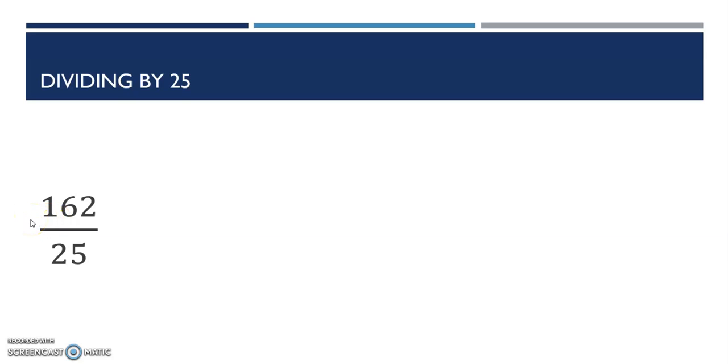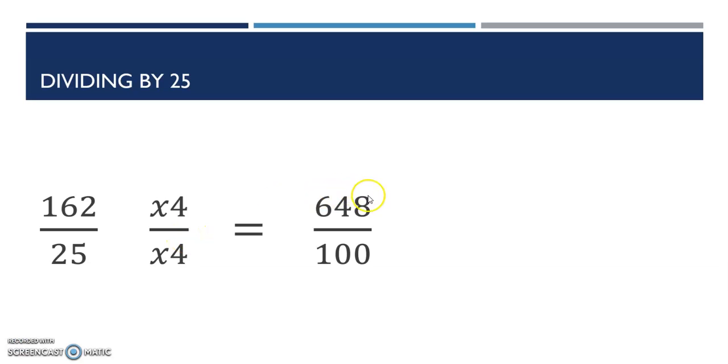So for dividing by 25, you'll multiply both your top and bottom by 4. And this will give us 648 over 100. And you may think again, well, this is worse than 162 over 25. But instead of dividing, you can move your decimal place over 2 spaces to the left, and this will give us 6.48.